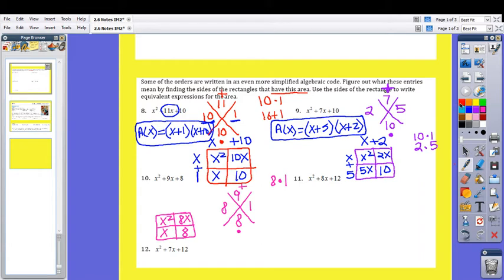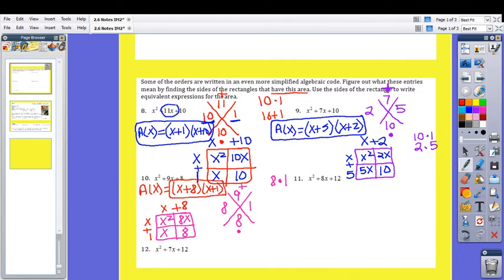So then this will be x and x because x times x gives you x squared. Then 8x, if this is x, this has to be 8 because 8 times x is 8x. If this is x, then this has to be 1. 1 times 8 is 8. So these are our two sides. So it will be x plus 8 and x plus 1.